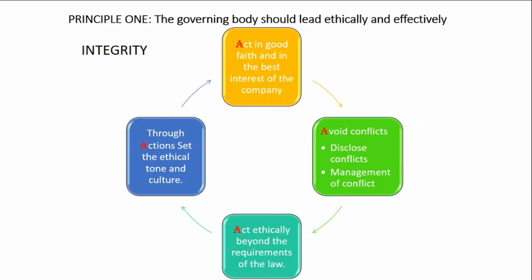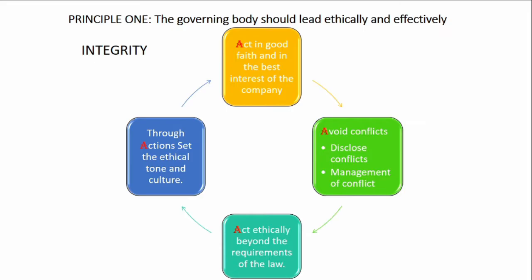Now, this is what we are talking about here. The governing body needs to go beyond the law and implement the law in such a way that it eliminates the root causes or the root areas of non-compliance. So that's what we talk about when we say the governing body needs to act beyond the law. And then finally, we deal with the actions through tone and culture.